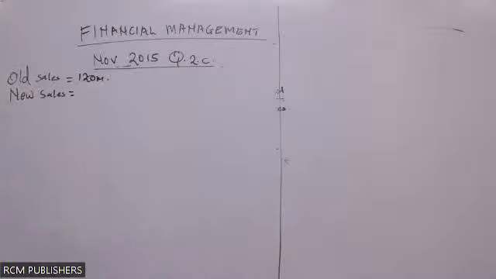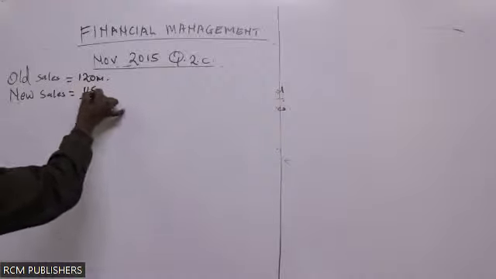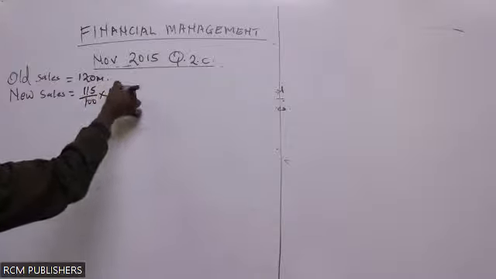Because I'm told that at the new policy, the sales are going to increase by 15%. So there are 2 ways you can get this. 115 over 100 of 120.